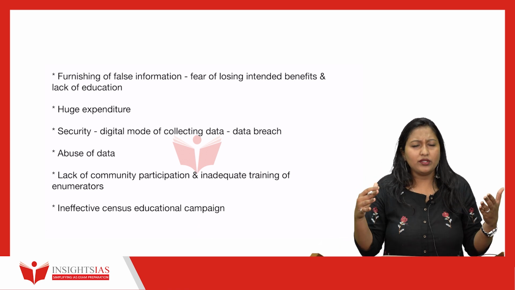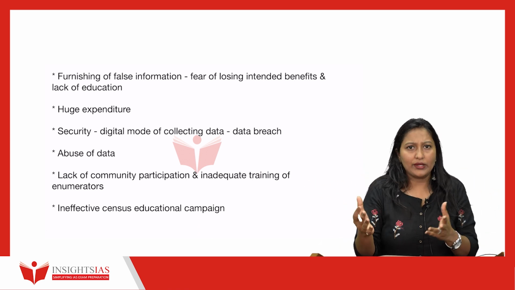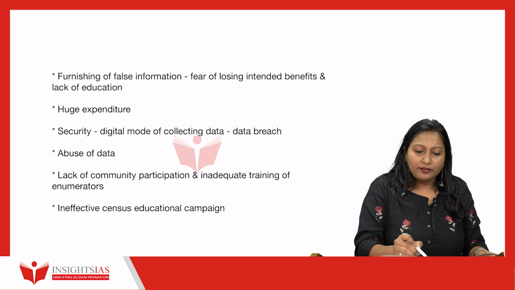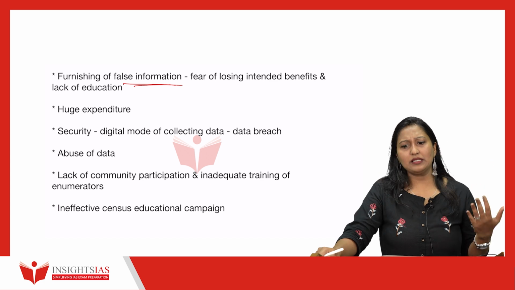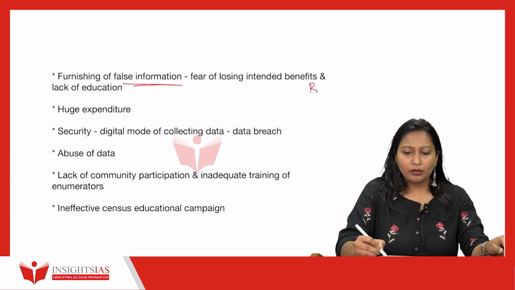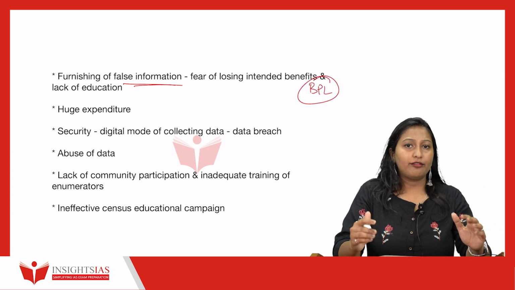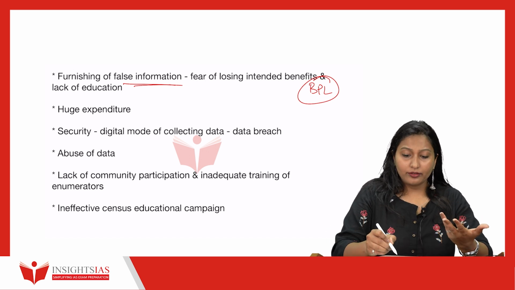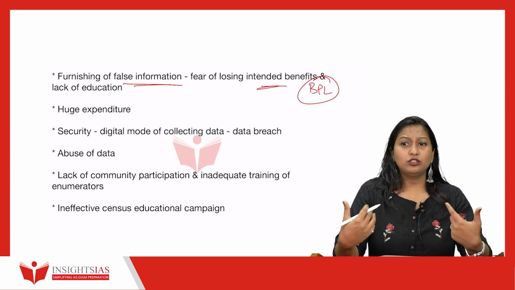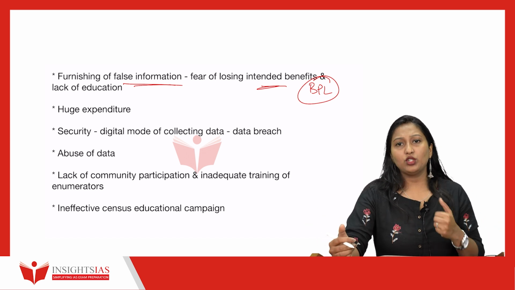I'm giving many points so that you can just use some of the points in your answer. Next is furnishing of false information. Why furnish? Most of the time, if you tell that you are a BPL, below poverty line, family household, then there is a possibility that you will be getting a lot of governmental schemes and a lot of benefits.